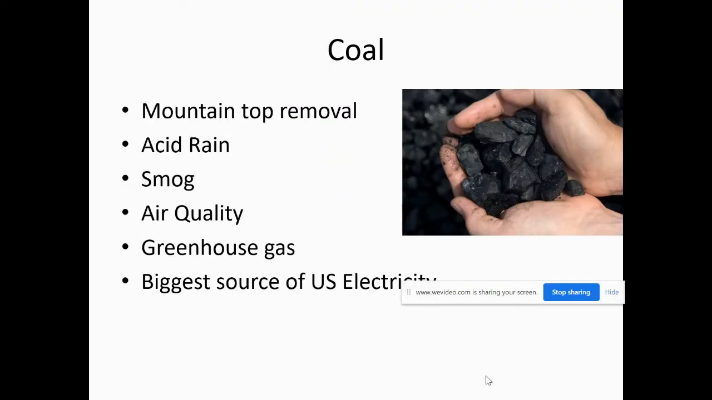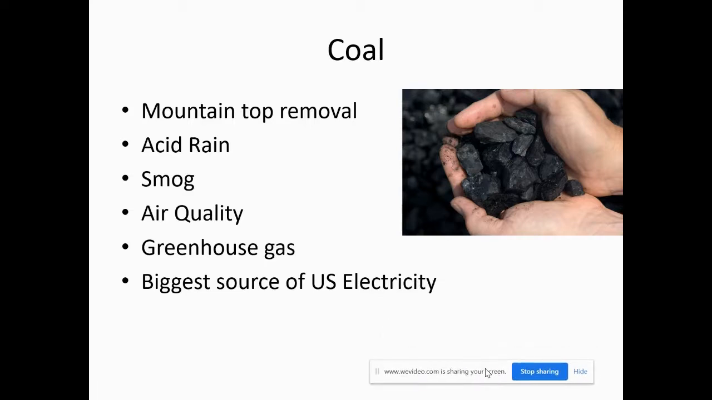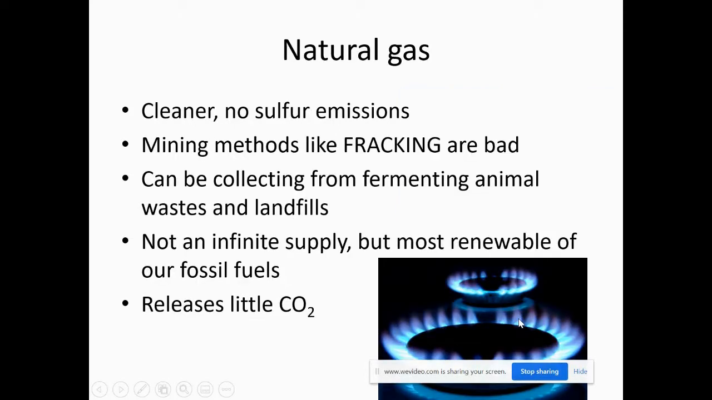So here's some of the other issues with coal. It makes industrial smog, not photochemical smog, but lots of problems. Natural gas is cleaner. There's no sulfur emissions. Mining methods like fracking aren't the best.